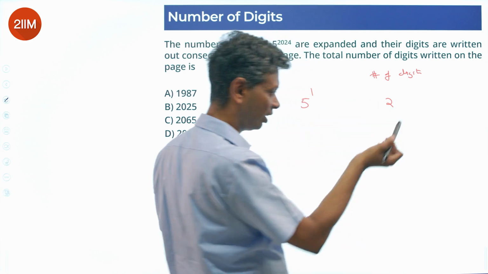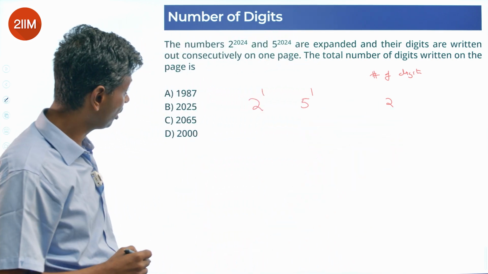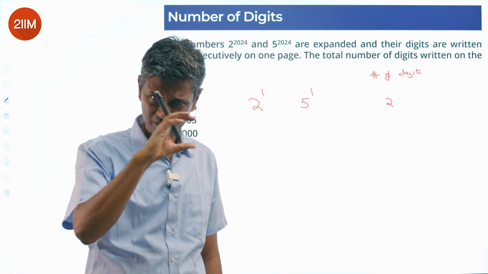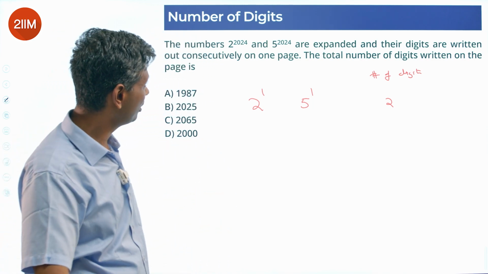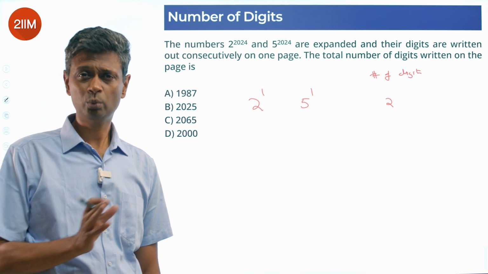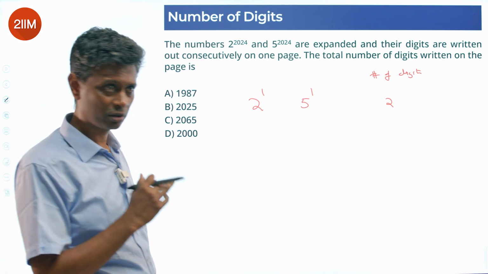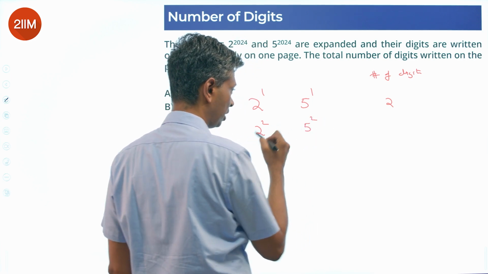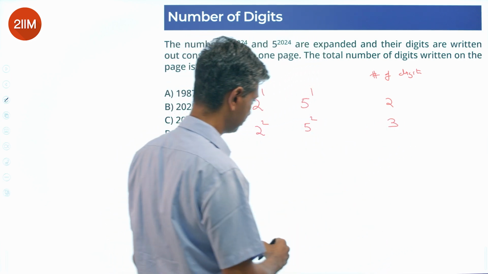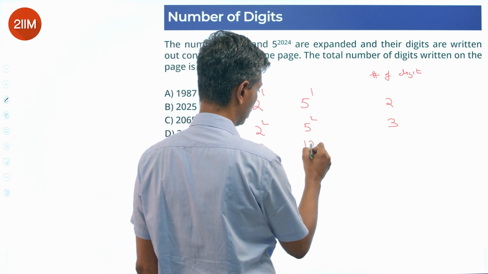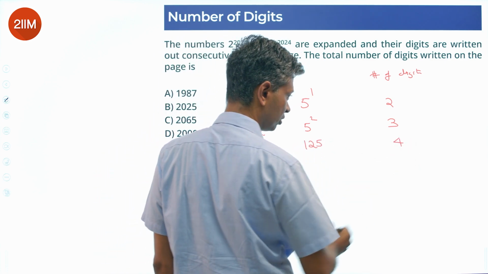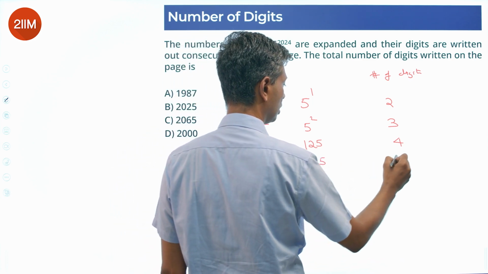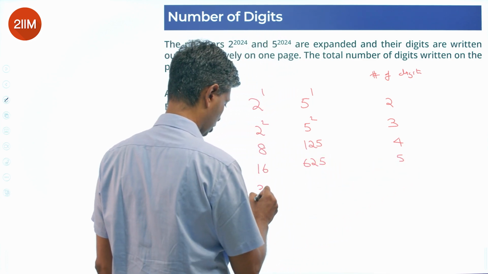2, I write 2, I write 5. 2^2024 is written, 5^2024 is written. It's expanded, written down like this. 2 and 5, 2 and then a 5, right, equals 2 digits. 2 squared and 5 squared means 4 and 25. Totally 3 digits will be there. 8, 125, 4 digits will be there. 16, 625, 5 digits will be there.